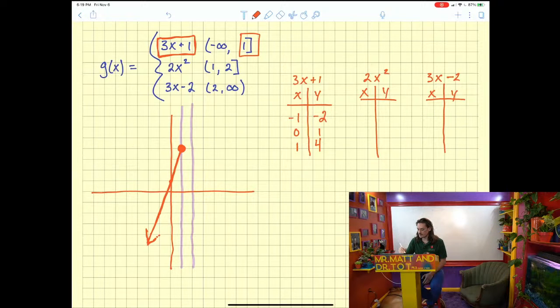And it goes on forever, so we put an arrow, an endpoint, an arrowhead on it. Now the second function is governed between positive 1 exclusive and positive 2 inclusive. And that's the function 2x squared.